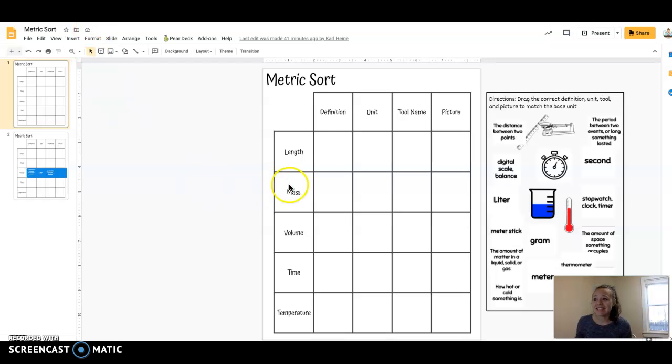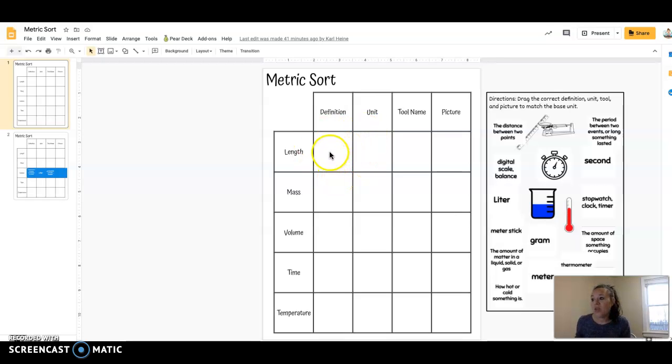All right, on this page here, you'll see on the left side in this table, the left column has all of the measurements that we learned about. So we learned about length, mass, volume, time, and temperature. And then on the right side, in these columns, you are going to look at the definition of them, the unit, the tool that we used, and then a picture to match that tool. So I'm going to get started and put a couple of these on here for you so that you have an idea.